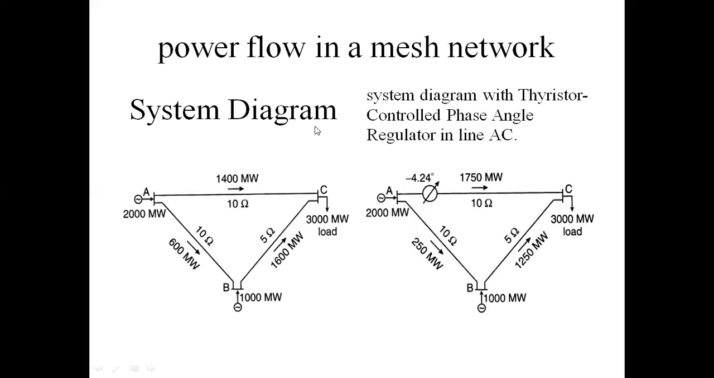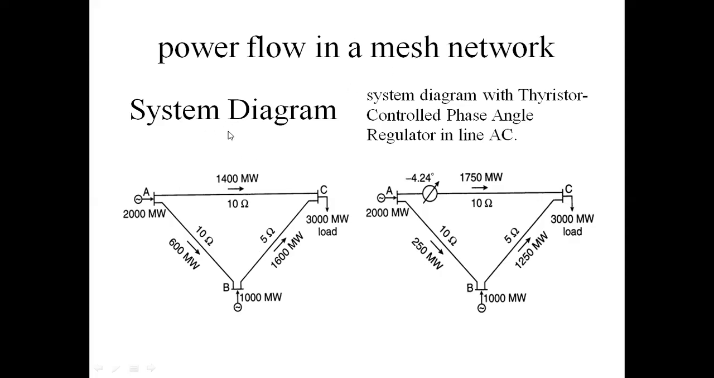Next, this is the third type of control, power flow in mesh system diagram. Here the phase angle is minus 4.24. When decreasing the phase angle from, for example, 10 degrees to minus 4 degrees, the power flow capacity in the transmission lines automatically increases. This is the system diagram with a thyristor controlled phase angle regulator in a transmission line. This is the third type of power flow control in a mesh system.